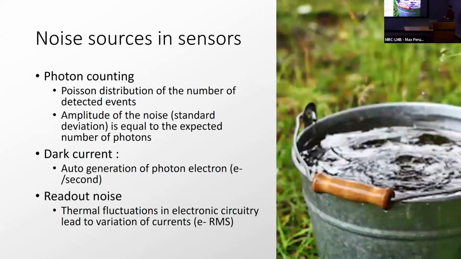The noise sources, we have three. The first one is intrinsic noise, linked to the fact that we are counting photons, which are few. This has a Poisson distribution, which means the strength of the noise depends on the signal. So the more signal there is, the more noise there is. Let's say the signal to noise ratio is still improving.